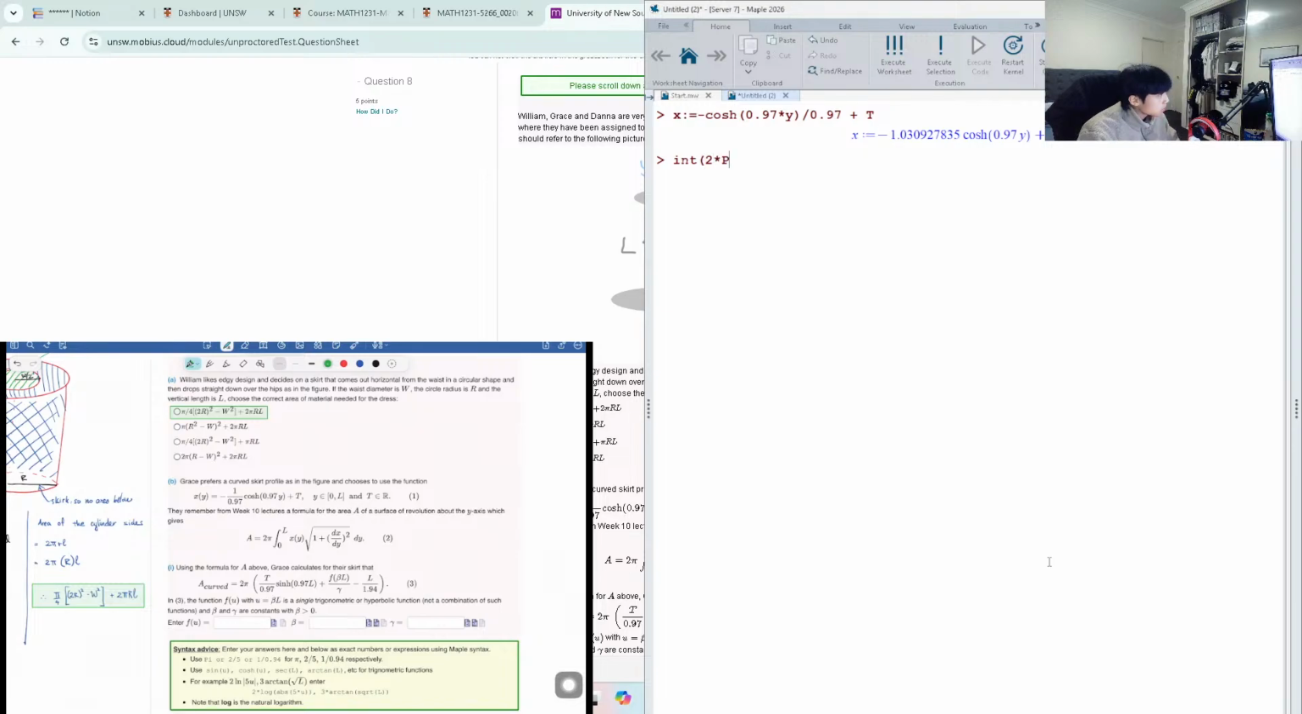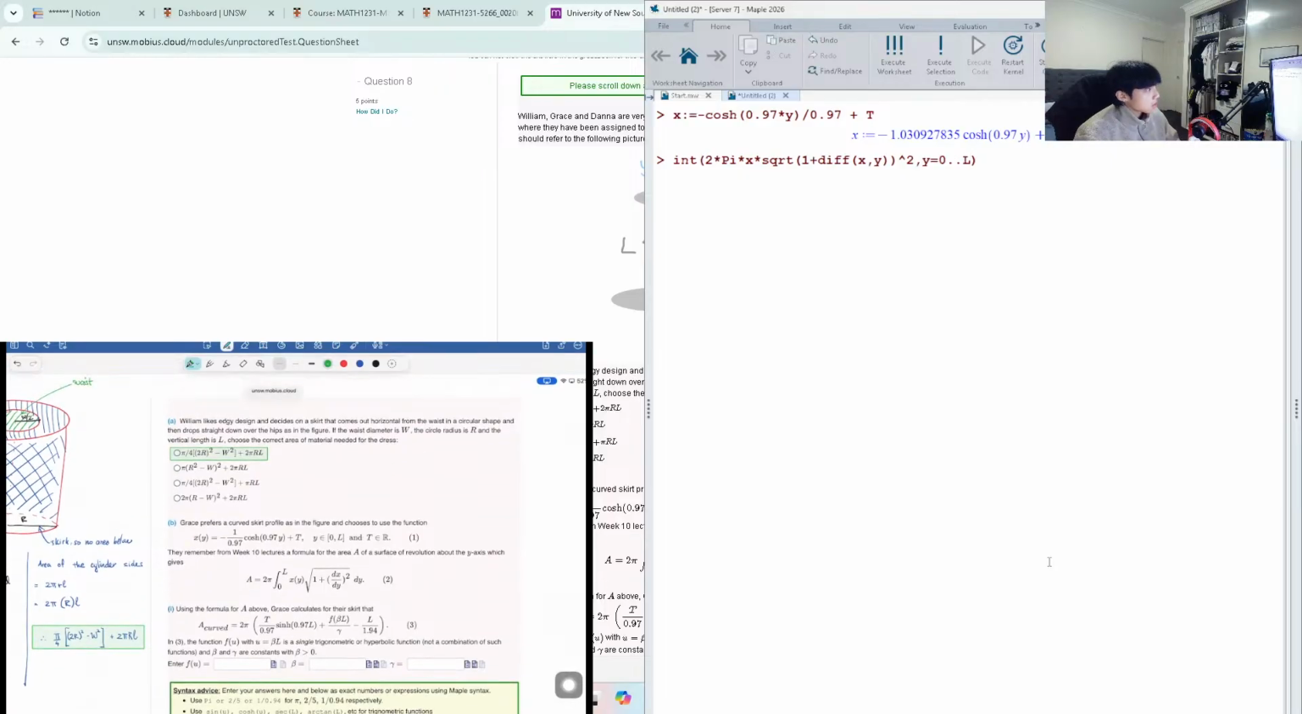We're going to do the integral of 2 pi times x times the square root of 1 plus the derivative of x in terms of y, squared, for the integral where y is between 0 and L. Wait, I think I messed up. That's better.